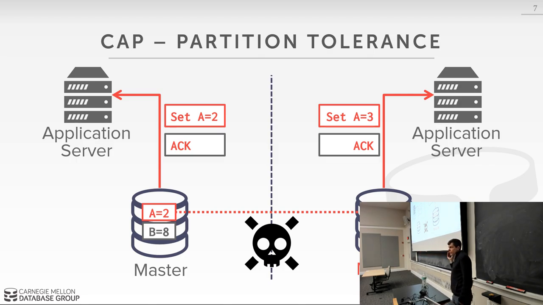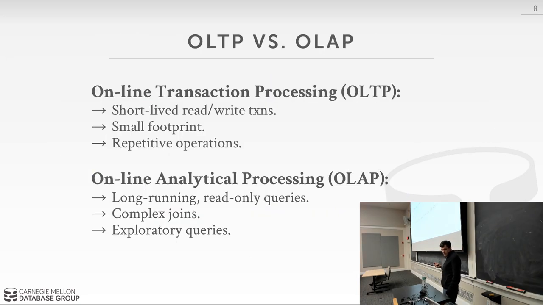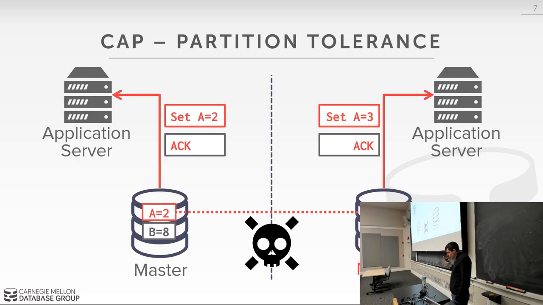So the NoSQL systems choose to be, in many cases, available and network partition tolerant, and they have mechanisms to reconcile differences between the nodes if you have a disconnect like this. Whereas the traditional transactional OLTP database systems want to always be consistent.